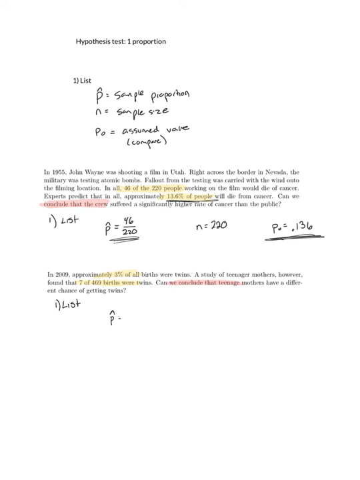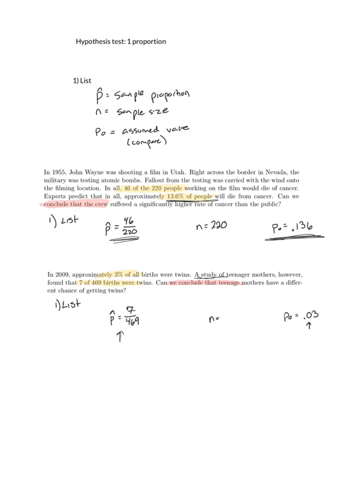When I go to list, I'll list p hat, I'll list n, and I'll list p naught. P hat is the percentage of people in my sample who felt some way, and so it says here, in a study of teenage mothers, however, found that 7 of 469, so that's 7 out of 469, is what came from my sample. I'm going to be comparing this to the general public. So in 2009, approximately 3% of all births were twins, which means p naught is going to be 0.03.